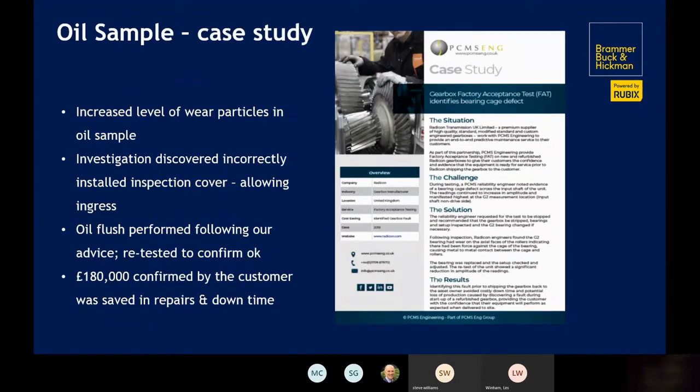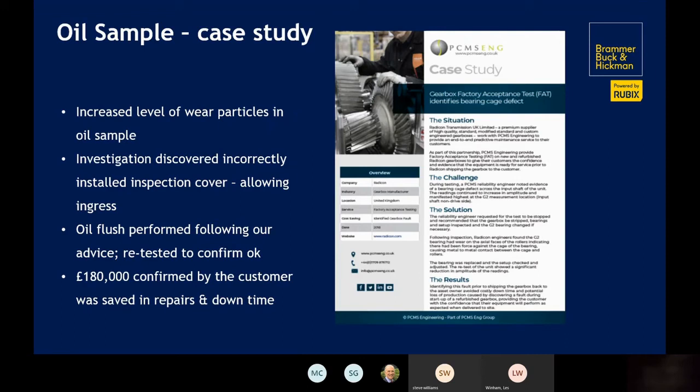So this is a case study showing how oil analysis worked for one of our customers. Whilst carrying out routine oil analysis for a steel production plant, an oil sample indicated high levels of wear. Further investigation of the oil revealed that abrasive dirt ingress was the cause, leading to abnormally high wear levels. Although it appeared normal, an engineer's inspection revealed that the inspection cover was not correctly located following the last maintenance action, allowing contamination to enter the oil system.